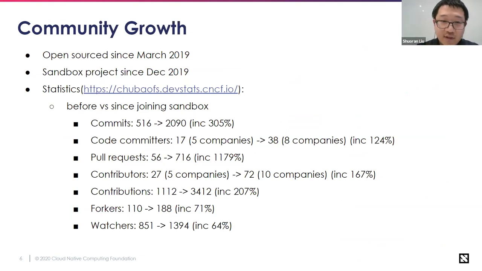We talked about the technical details, and here's the community growth. ChubaoFS was open sourced in March 2019, and it was enrolled as a sandbox project in December 2019. These statistics are extracted from devstats.cncf.io. The data is before versus since joining sandbox. Before joining sandbox, the duration is nearly 9 months. And since joining sandbox, it's about 14 or 15 months.